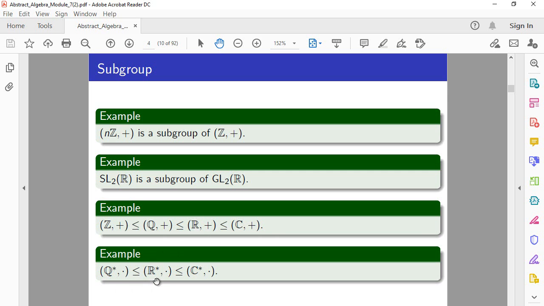Now recall that when I put a star on one of these sets, that's the set of all non-zero elements of that set. So Q star is the set of all non-zero rational numbers, R star is the set of all non-zero real numbers, and C star is the set of all non-zero complex numbers. Under multiplication, Q star is a subgroup of R star, which is a subgroup of C star. Again, notice that Q star is also a subgroup of C star.